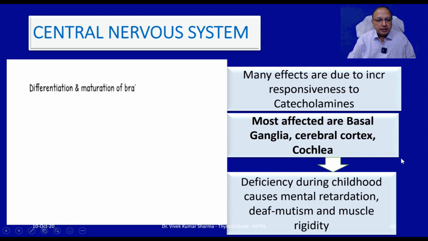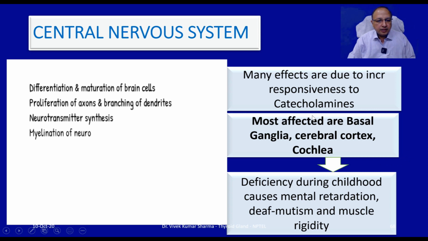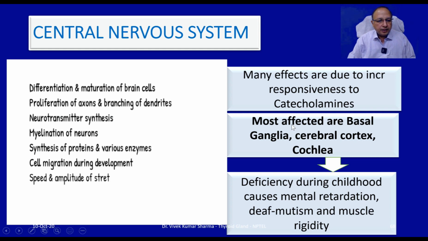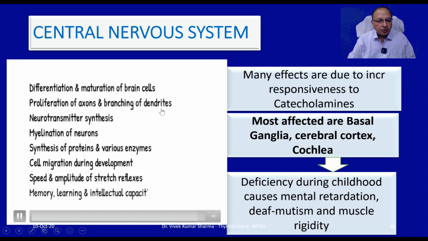Coming to the central nervous system, it promotes the differentiation and maturation of the brain cells, especially during infancy and childhood, proliferation of the axons and branching of dendrites, release of neurotransmitters, myelination of neurons, synthesis of proteins and various enzymes, and the cell migrations that are essential during development. It is also responsible for the speed and amplitude of the stretch reflexes. And for memory, learning, and intellectual capacities, thyroid hormone is essential.